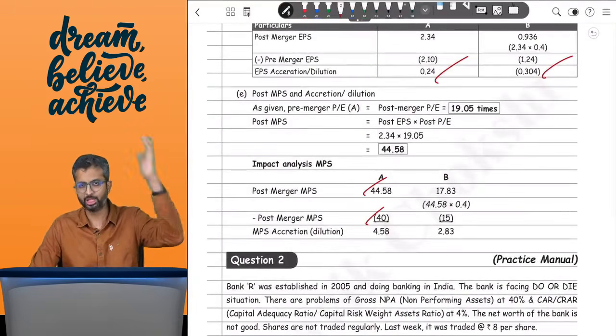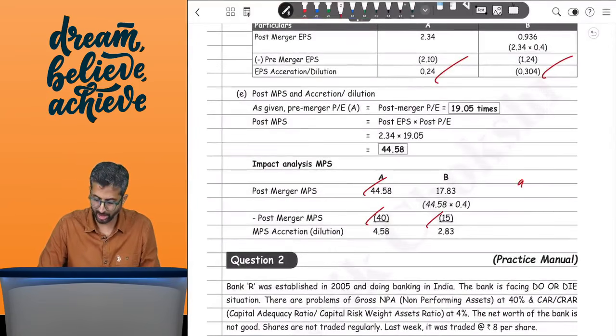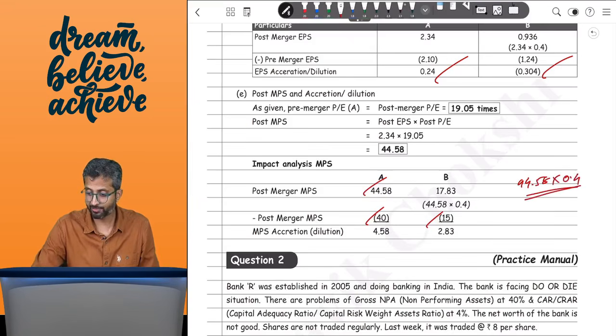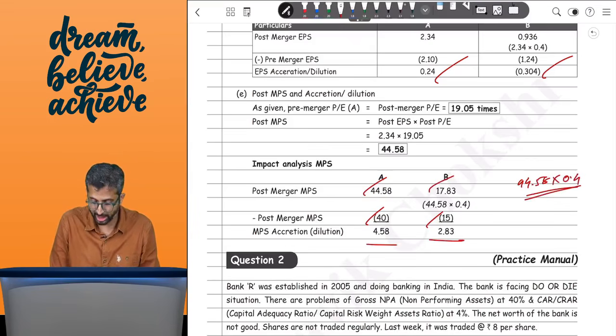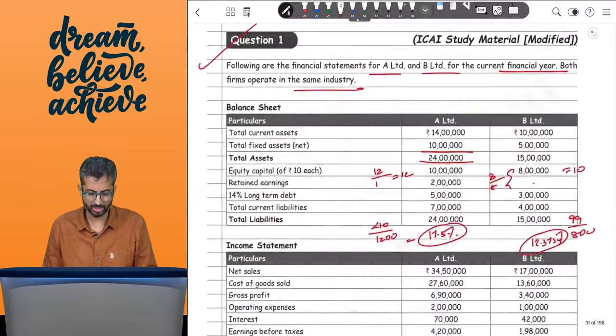And again if you want to do the impact analysis, I will say 44.58 minus pre-merger the shares were worth 40. For the target, pre-merger the shares were worth 15. However, post-merger, well, they were 44.58, but I own only 0.4 shares, and hence if I do this working, this is 17.83, and hence there is a gain at both level because a high PE company is acquiring a low PE company and P ratio is remaining the same.